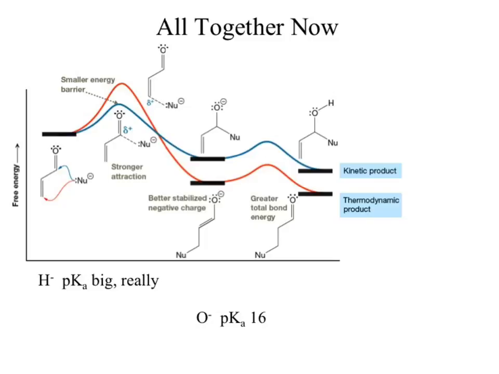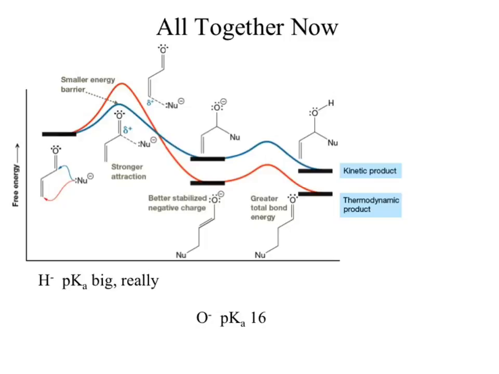So now let's put it all together. Your textbook has a nice picture. If we use hydride as a nucleophile, its pKa is really, really big. It's so big that it doesn't act as an acid, right? Because do we have H plus? No, it's by definition H minus. So it is a massive pKa. What does that mean about its pKb? Incredibly small, which means what about the basicity of H minus? It's an incredibly strong base.